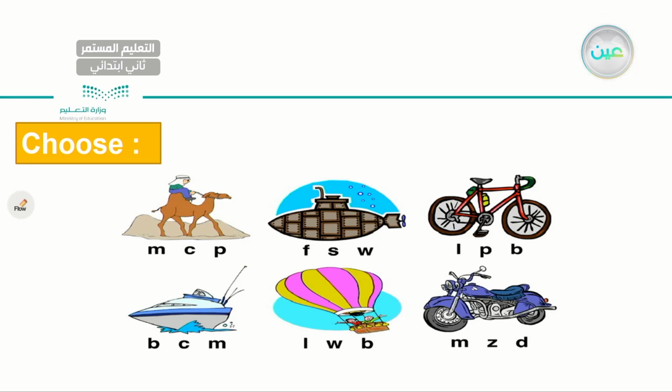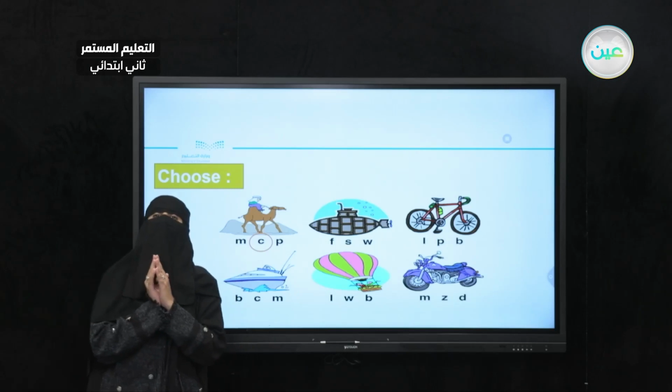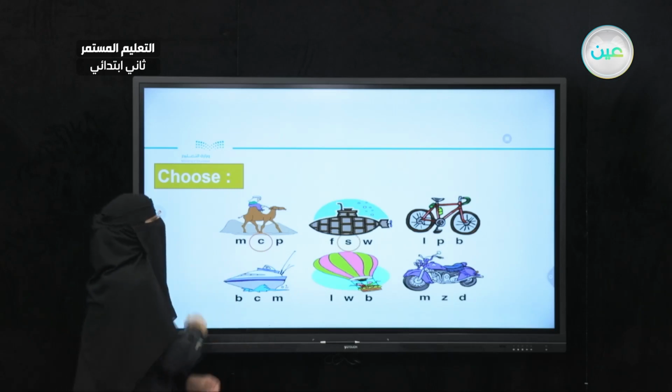Camel. I have M, C, P. It is C. Very good. Next one I have is boat. I have B, C, and M. Let's go to the next picture. I have a submarine. F, S, and W. It is S.